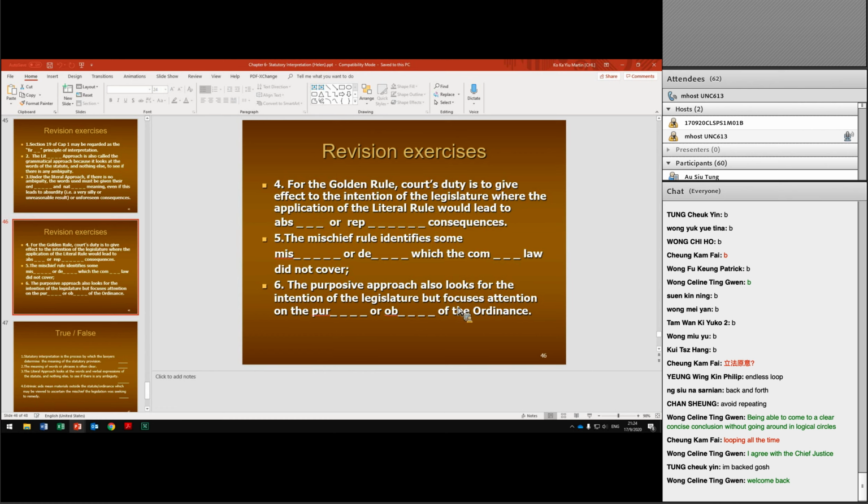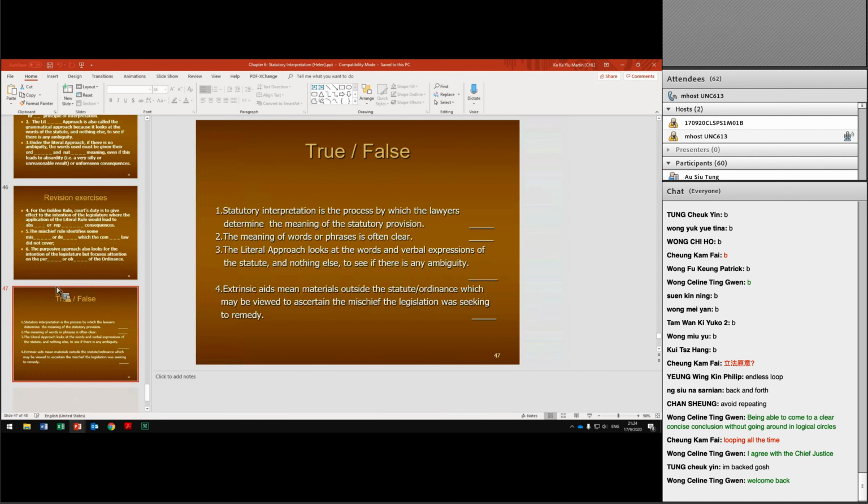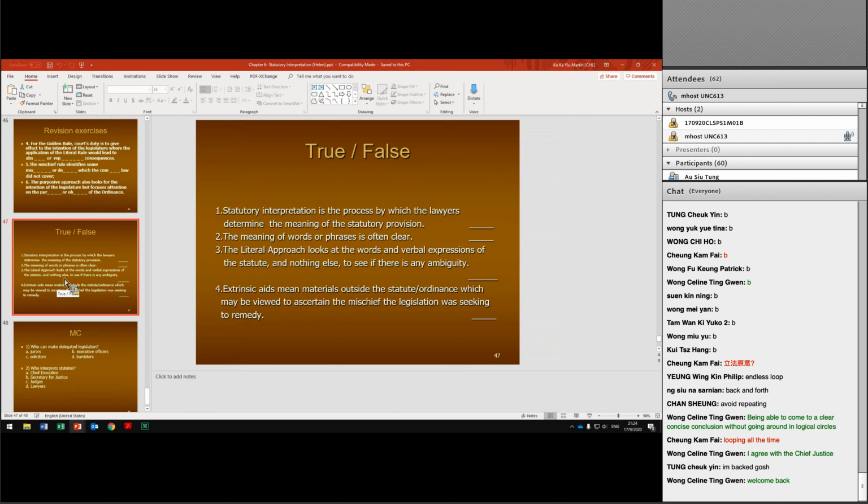Number 6, the purposive approach also looks for the intention of the legislature, but focuses attention on the purpose or object of the ordinance. So that's the difference between the mischief rule and the purposive approach. The purposive approach is broader than the mischief rule. The mischief rule only looks at the mischief or defect which the common law did not cover. Many legislations have nothing to do with the common law, so they are not so related to common law. The purpose of those legislations was not to cover the defect which the common law did not cover.